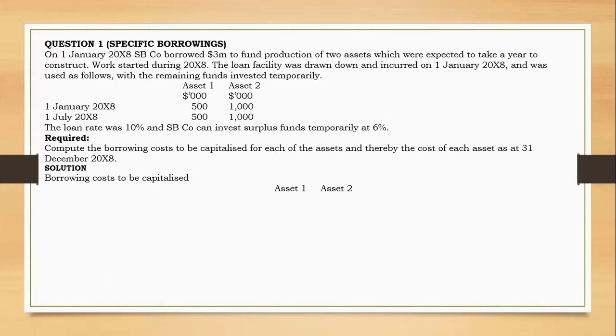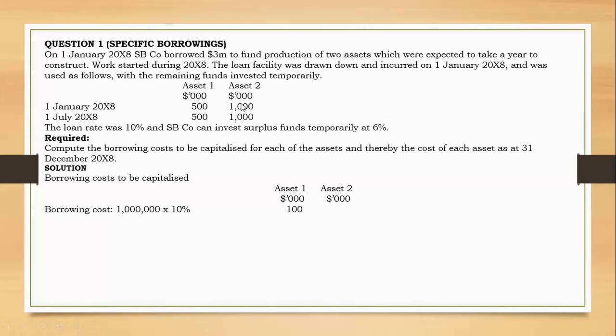Now, for asset 1, I needed $500,000 and then another $500,000, giving you a total of $1,000,000. So for asset 1, borrowing costs are based on 1 million. It is in $1,000, so it's 1 million times 10%, the loan rate, and I would have $100,000.